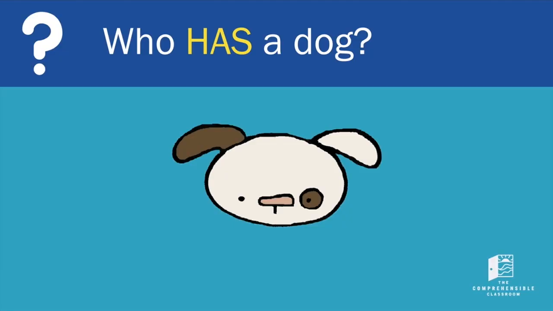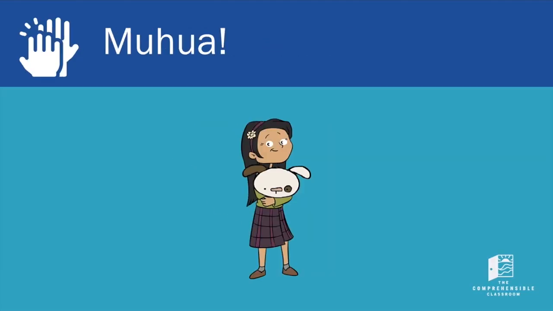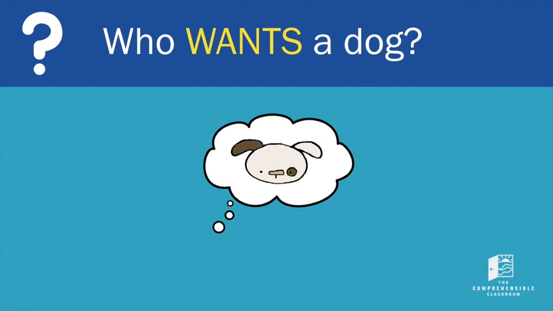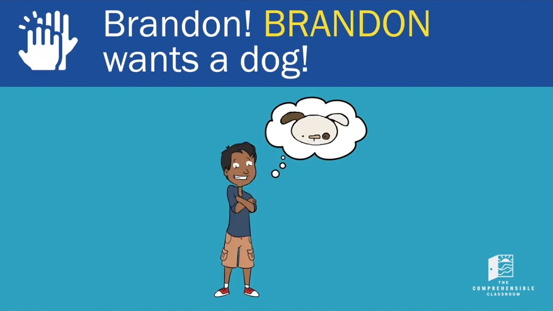We've got Brandon and we've got Muwa. So I'm going to ask some circling questions to help them sort out that information. I want to make sure that they're picking up what I'm putting down. Or in this case, since it's about a dog, I want to make sure they're smelling what I'm stepping in. Who has a dog? Muwa. Who wants a dog? Brandon. Brandon wants a dog.